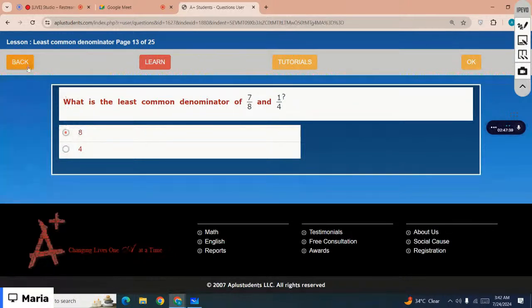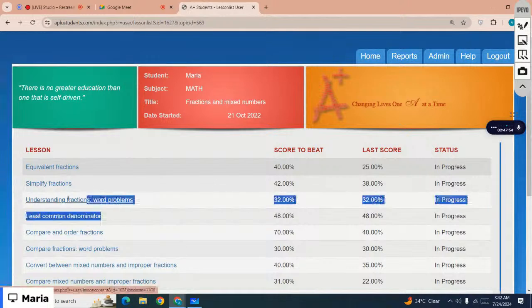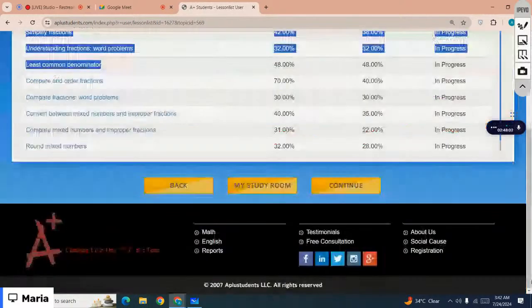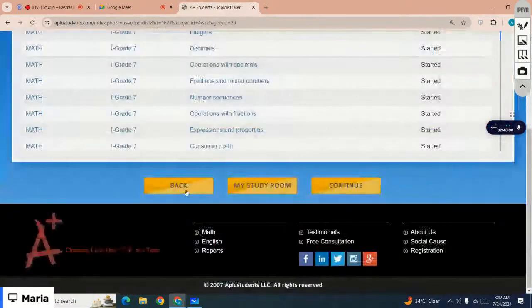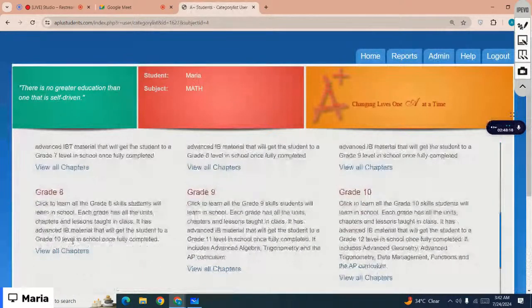Okay, you can complete the lesson by yourself later today. So, we were working on grade 7 math. The lessons covered today are equivalent fractions, simplified fractions, and least common denominator. So please make sure before the next session you complete all the practice questions for the lessons we just did. That is your homework until the next session, right? If you need more help with any of the lessons, you can contact any tutor on Skype. They are available.